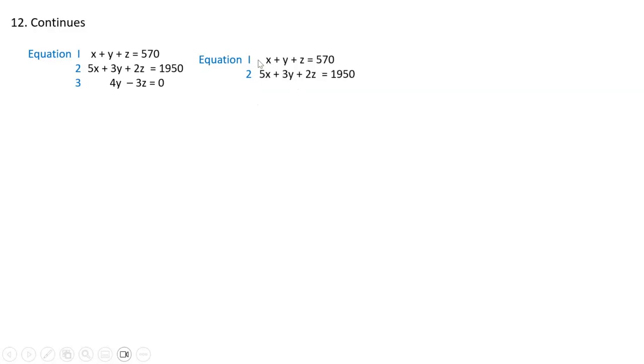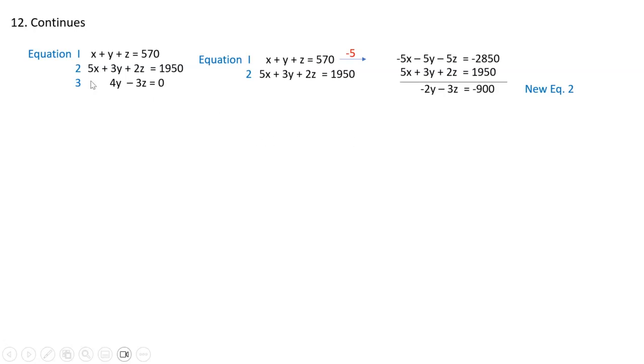Okay, now we're going to solve it. You can do it by the Gauss-Jordan method, but it's easier to do it how we did it with solving the systems of equations without using the Gauss-Jordan method. Again, we're going to use equations 1 and 2, get rid of the x's. So I'm going to multiply equation 1 by -5. If we do that, it's going to give us -5x minus 5y minus 5z equals -2,850. After we add them, we get -2y minus 3z equals -900.